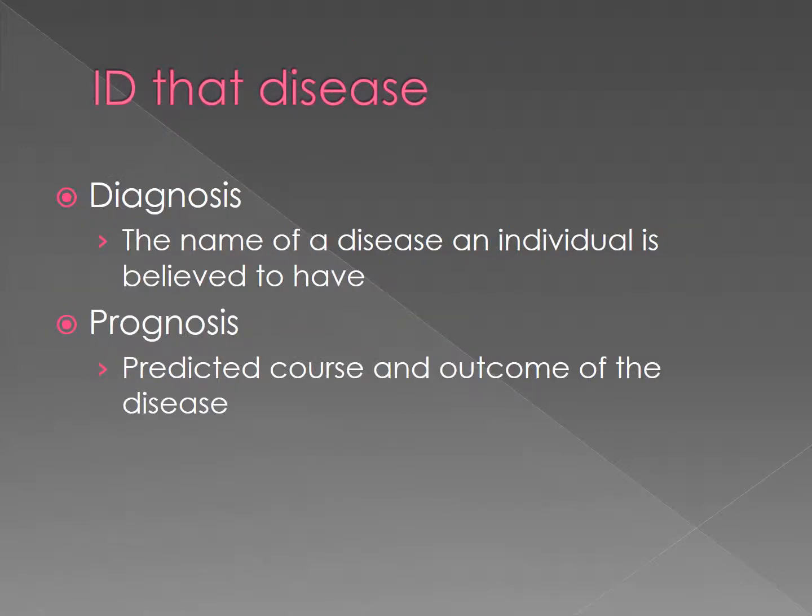So when we are trying to identify a disease, we try to make a diagnosis. Not us per se as radiographers, but the doctor does, and we do assist them in what we do. Diagnosis is the name of a disease an individual is believed to have, and the prognosis then is the predicted course and outcome of that disease.